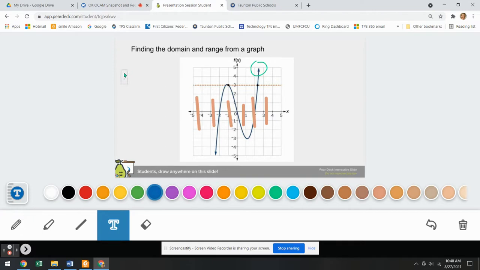Okay, so for the domain, I don't have any restrictions. It's all real numbers.